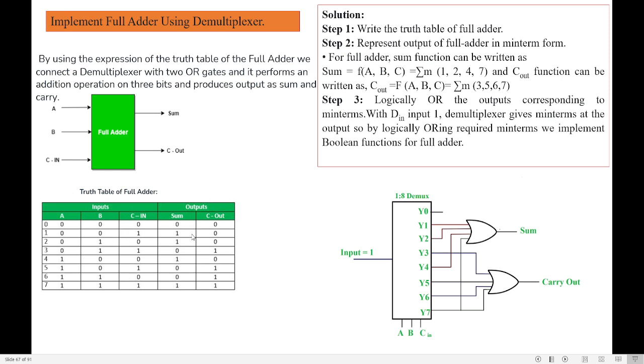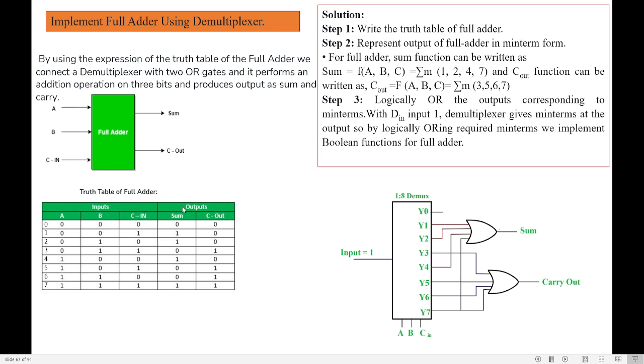0 plus 0 plus 1 is sum 1, carry 1. Now see this, 0 plus 1 plus 1 is sum 0. 1 plus 1, sum 0 and carry 1. So fill the truth table by adding A plus B plus C. After filling the truth table, we need to represent the output of full adder in min terms.